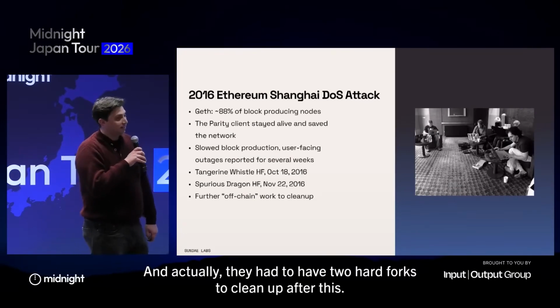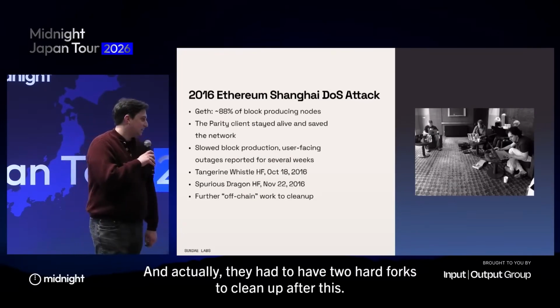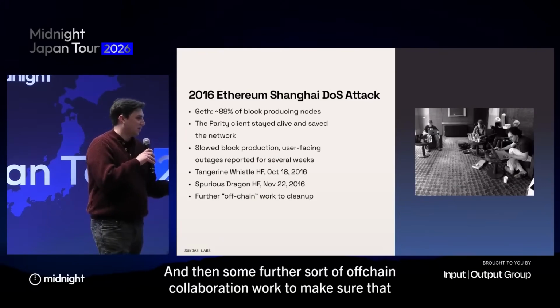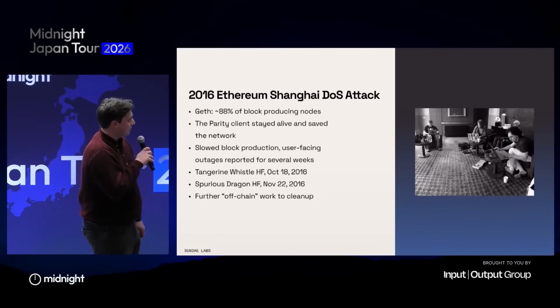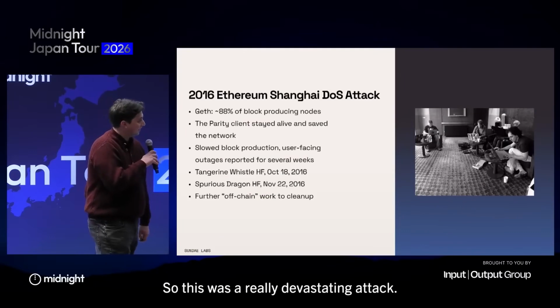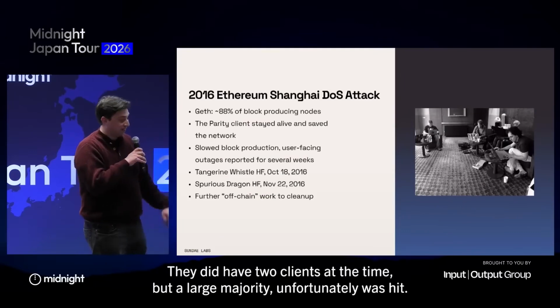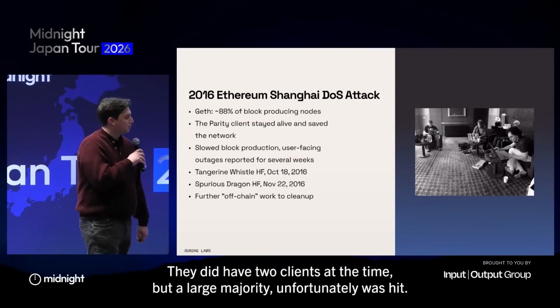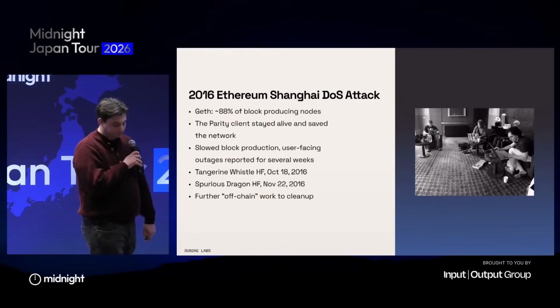And actually, they had to have 2 hard forks to clean up after this, and then some further off-chain collaboration work to make sure that all of the nodes were in the right place. So this was a really devastating attack. They did have 2 clients at the time, but a large majority, unfortunately, was hit.